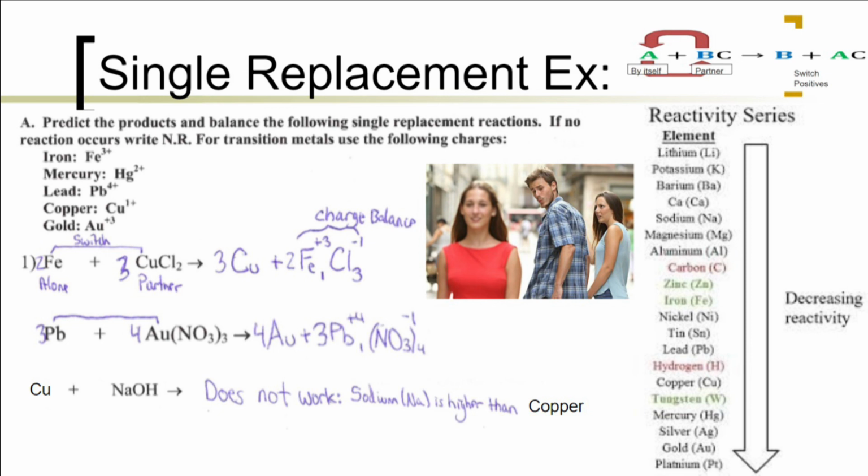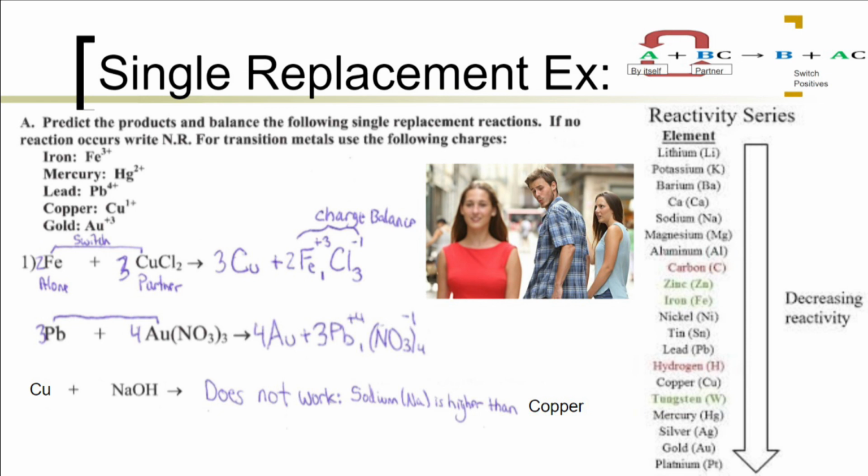However, the gold is by itself. On the right-hand side, I have to do what? I have to do my charge balance. My lead has a +4. My NO3 has a -1, and then they switch their charges, and so that's how I know I have 1 lead and 4 NO3s. Then I balance the chemical equation in order to make sure that I have the same on the left as I do on the right.